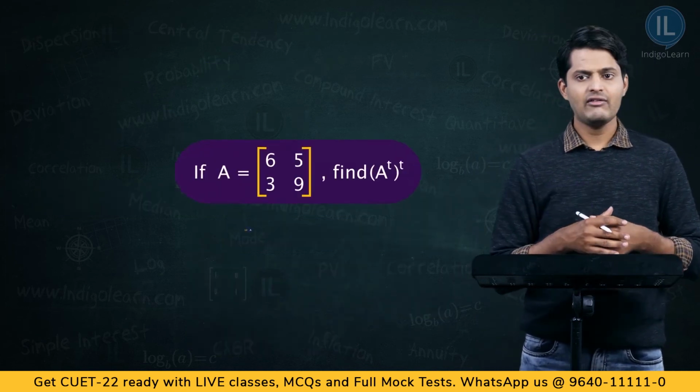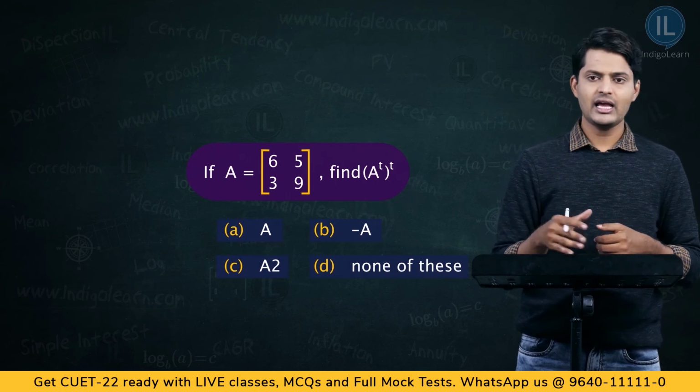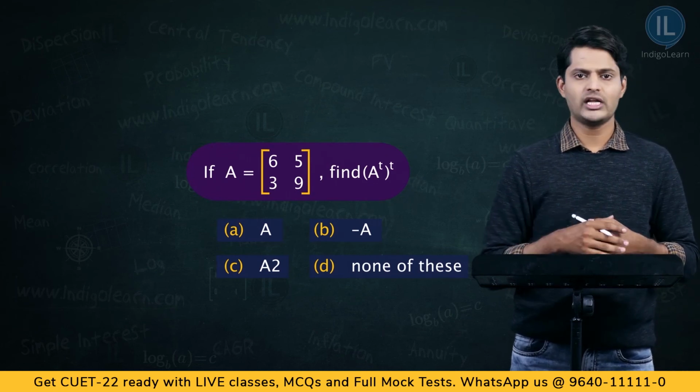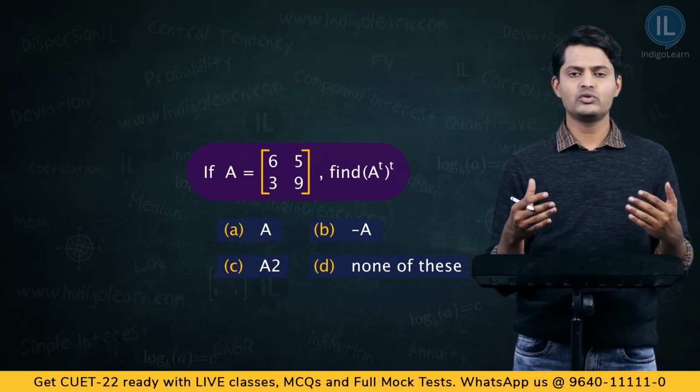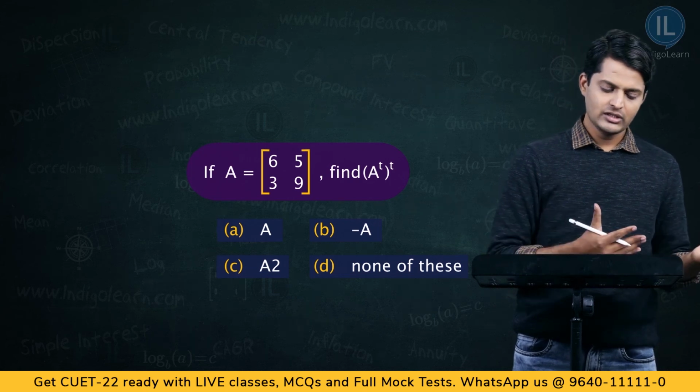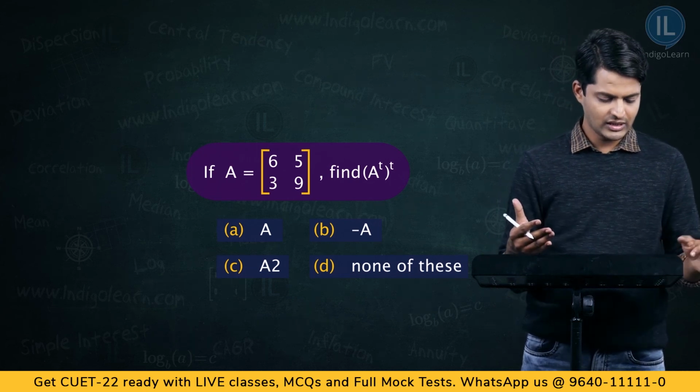Okay. If A value is given as 6539, what is asked is A transpose whole transpose. You know the formula, A transpose whole transpose always equals A. So you don't have to do it. So 32nd question, the answer will be A.